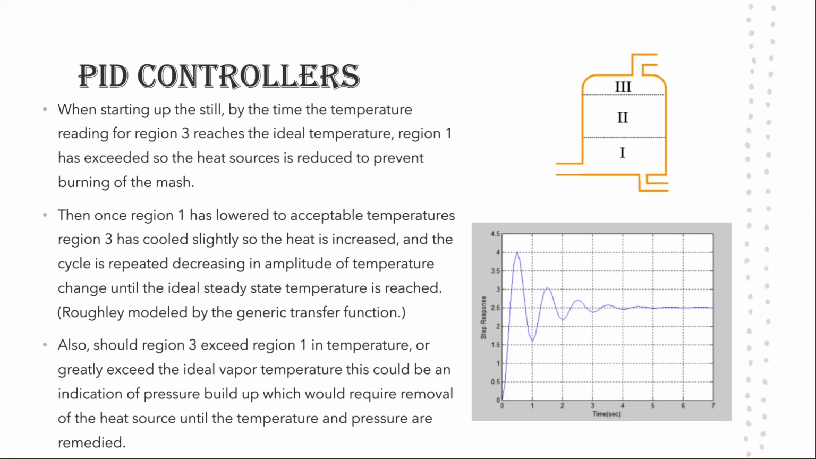Region 1 tends to heat up the fastest, therefore Region 3 tends to be much cooler when starting up than Region 1. However, eventually Region 3 will reach ideal temperature. By this time, Region 1 has exceeded ideal temperature, therefore the heat source must be removed or lowered. When doing this, the Section 3 will cool only slightly less than Region 1. Once Region 1 has reached acceptable parameters, the heat source can once again be provided and the process begins again, thus fluctuating, as shown in the generic transfer function graph.